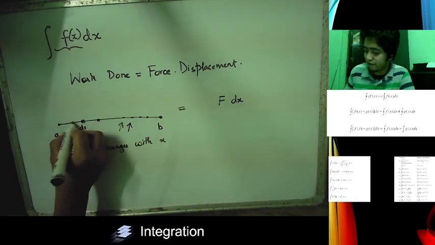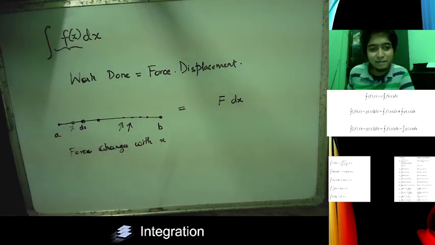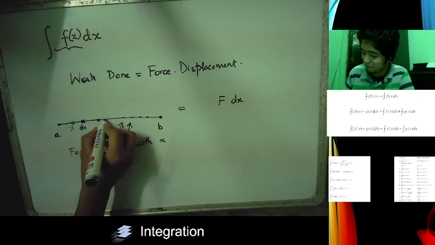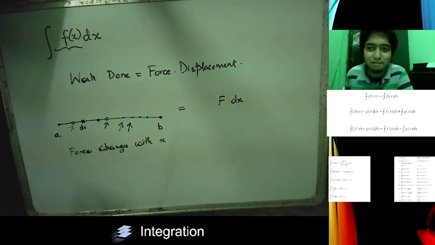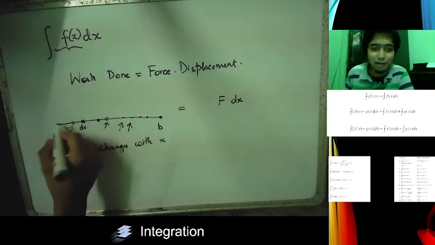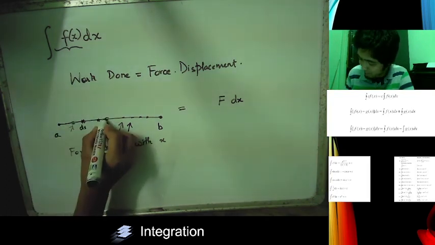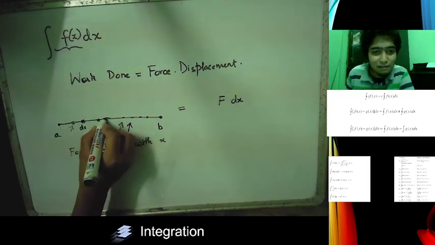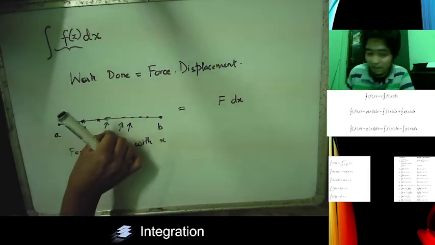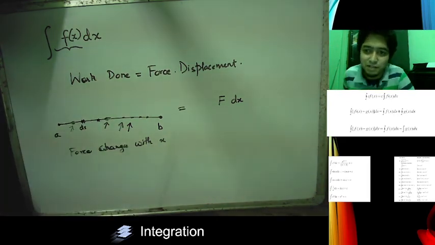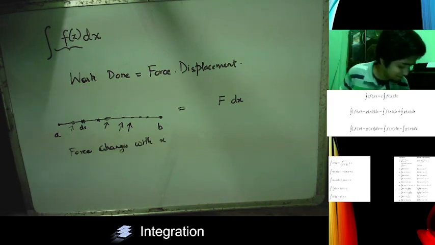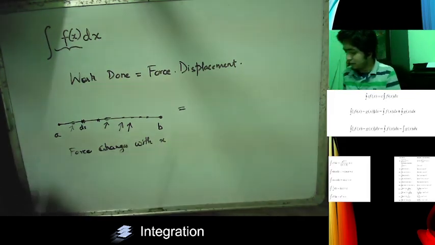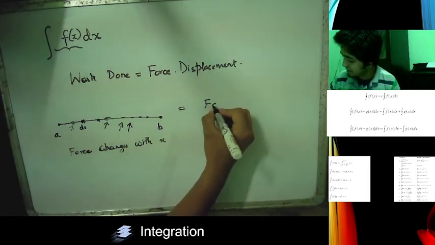If the object is over here, then the force is different. If the portion of the particle is here, the force is also different. That is different from this point. It will of course be constant in a very small portion, but different from another small portion. So what we are doing here is actually summing up.